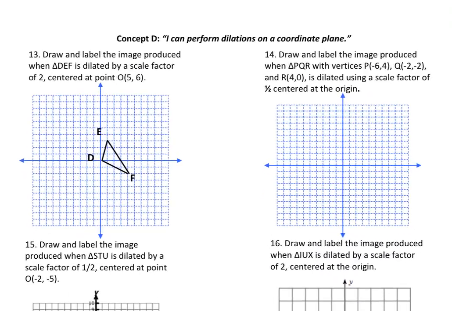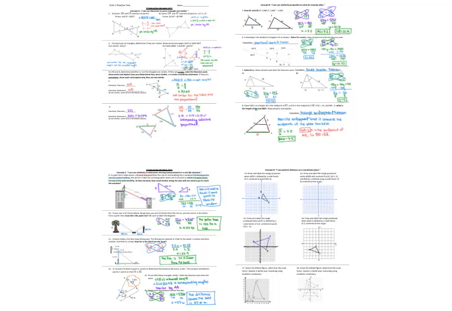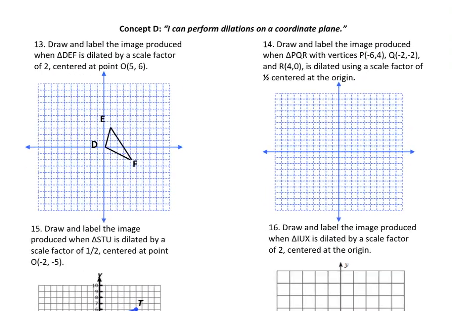All right, moving on to our last concept, which is dilations. So number 13 says, draw and label the image produced when DEF is dilated by a scale factor of 2 centered at the point 5, 6. So first I'm going to draw the point 5, 6. So 1, 2, 3, 4, 5, and 1, 2, 3, 4, 5, 6. This is point O. And then I'm going to extend my lines from point O, going through every point.